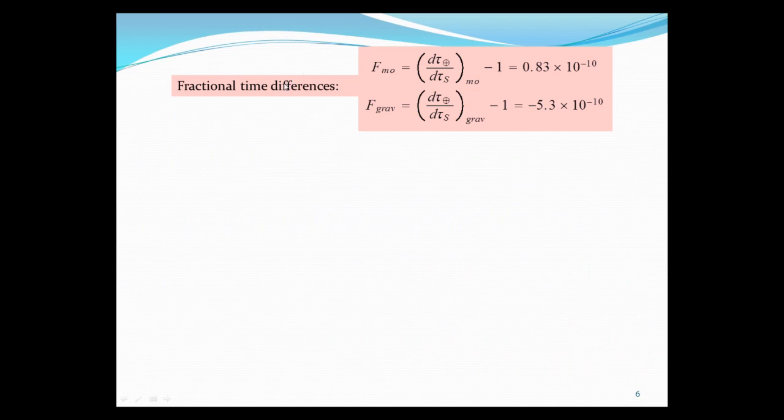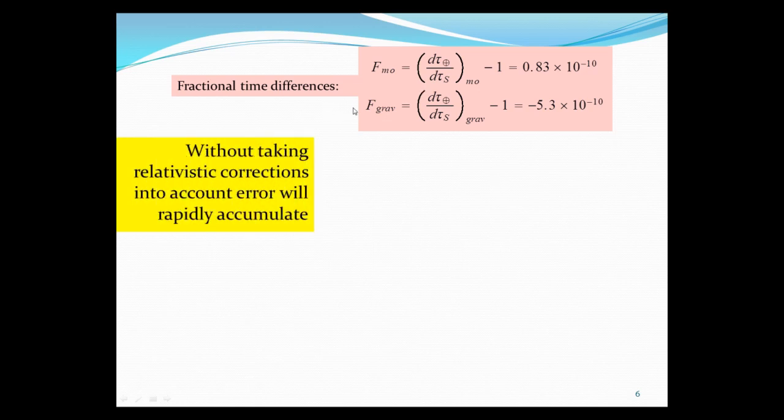So in terms of fractional time difference, it was this. If I take this minus 1, this is the fractional time difference, and so due to relative motion it is about 10 to the minus 10, and due to the gravitational potential difference it is negative. It's about 6 times bigger, but it's on the opposite side. So without taking this relativistic correction into account, error will rapidly accumulate.